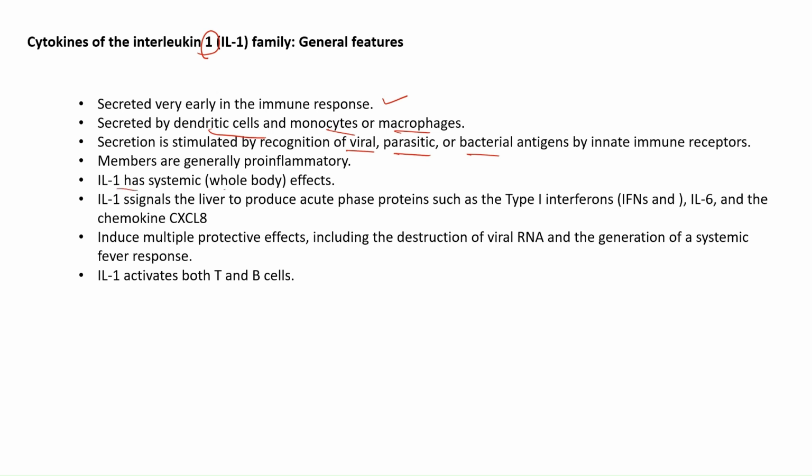Interleukin 1 has a systemic effect, that means a whole body effect. They also signal the liver to produce acute phase proteins, for example, type 1 interferons, interleukin 6, etc. They induce multiple protective effects, they help in the destruction of viral RNA and generation of a systemic fever response, and interleukin 1 activates both T cells and B cells. So these are the general features of interleukin 1. You can remember 1 means first. First means they are the first to be secreted by the immune system, and they are secreted very early in the immune response. And the main secretors you have to remember are dendritic cells, monocytes and macrophages.